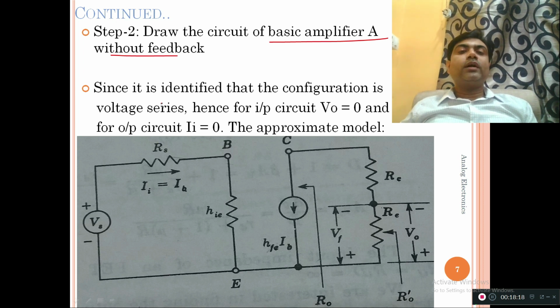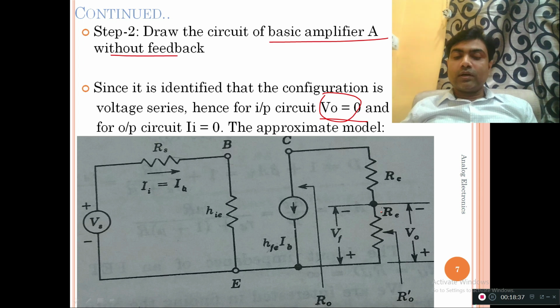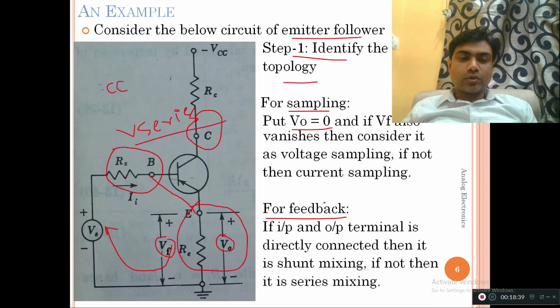So how can we determine it? We have already seen that if I am interested to find out the input circuitry, then I have to make the voltage equal to 0. Since it is voltage series, we are sampling the voltage, and if we are sampling the voltage, then I have to make the V naught equal to 0. So if we make V naught equal to 0, you can see from here, this particular resistance is short circuited.